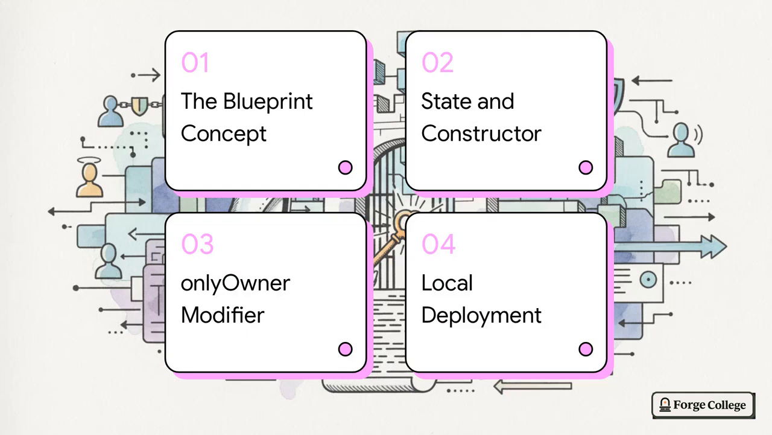Let's get into it. Okay, let's quickly run through today's architectural blueprint. First up, the blueprint concept. Second, state and the constructor. Third, building the onlyOwner modifier. And finally, compiling and deploying locally.